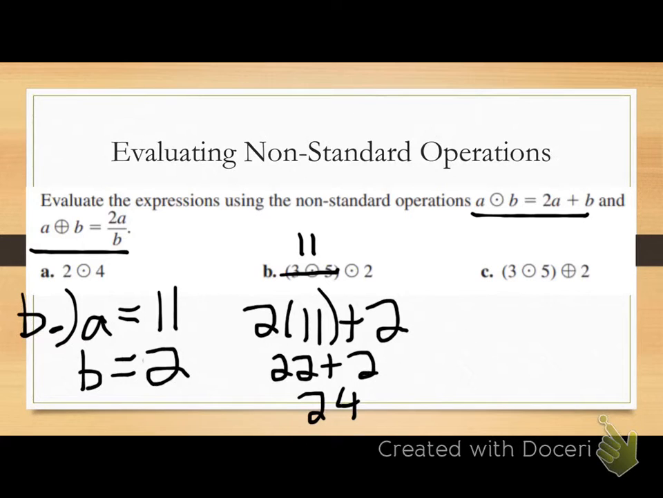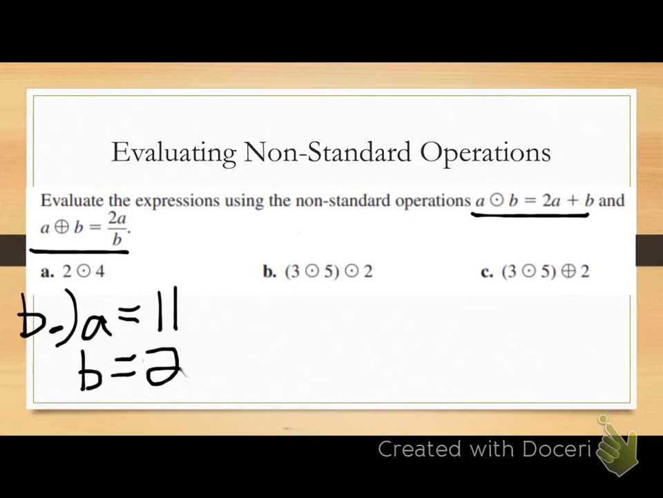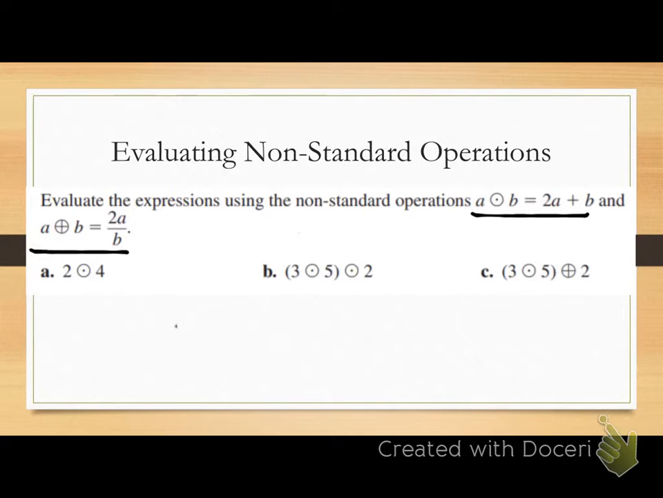Is that my final answer? Yes, it is. I've accounted for all my operations. So now I am done. 24 is my answer. Are there any questions there? Is it making sense? Please let me know if it doesn't make sense or if you have questions. All right. Can I erase B and move to C? All right. Letter C.